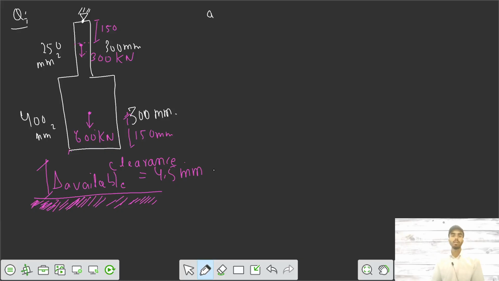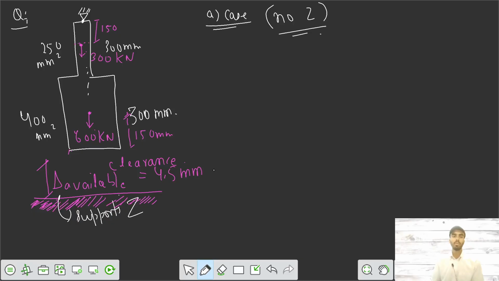Case one assumes that this clearance was not there. We say there is no support Z here. If no Z was there, your bar can freely elongate. We would ask how much elongation it would have. For that, we can do free body diagram analysis. So we can have free body diagrams.